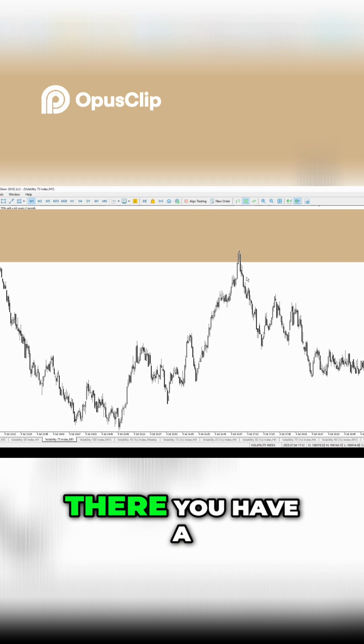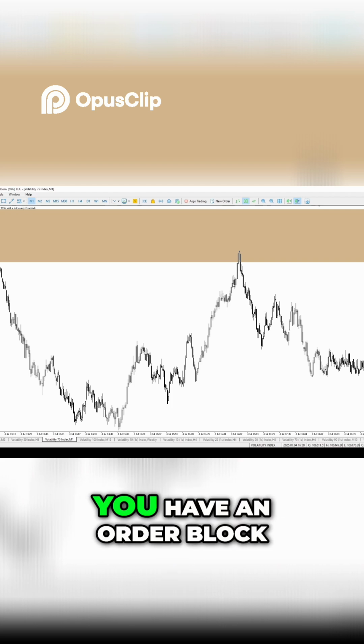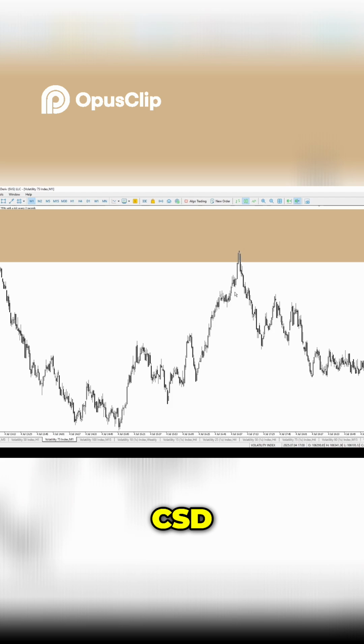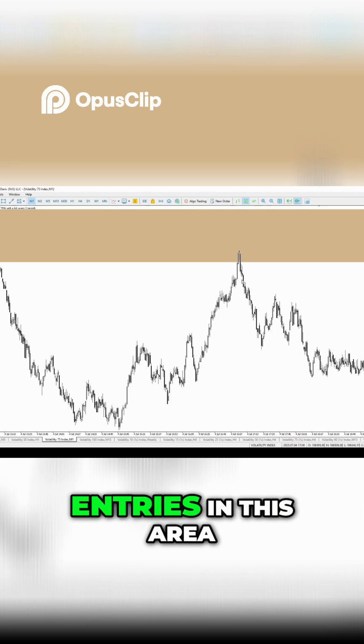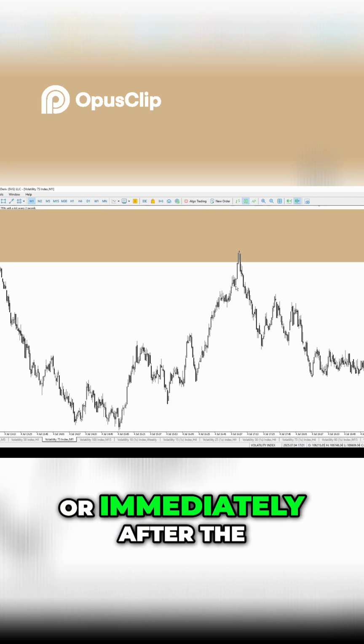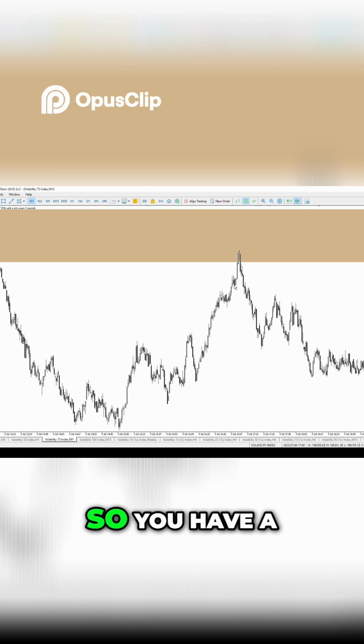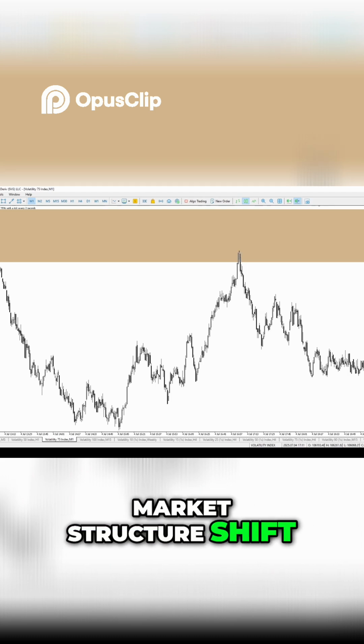After the market closed there, you have a fair value gap right there. You have an order block here, CSD. You have taken your entries in this area or immediately after the market closed. So you have a CSD entry. You have a market structure shift entry.